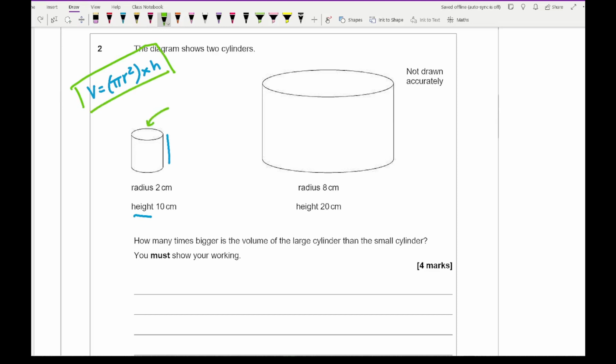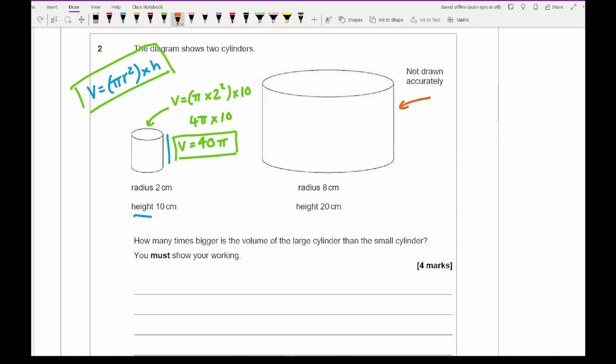So looking at this one here, I've got V equals pi times 2 squared multiplied by 10. So that then becomes 4 pi times 10. So V equals 40 pi. Now I'm just going to leave it in terms of pi for now, but if you wanted to, you can write it as a decimal.